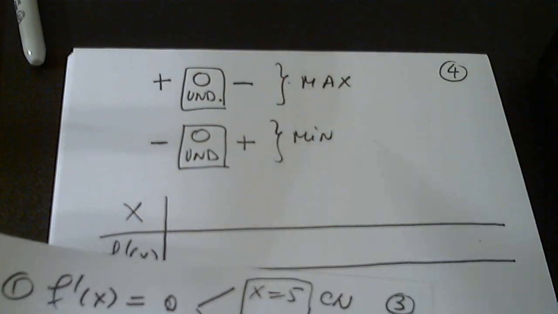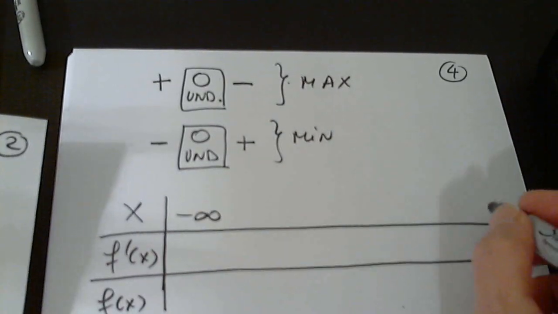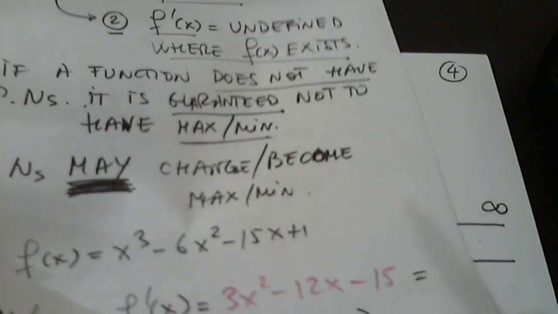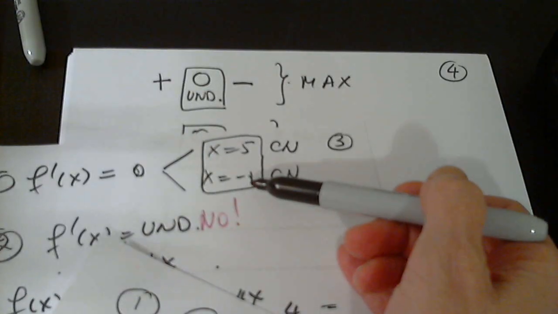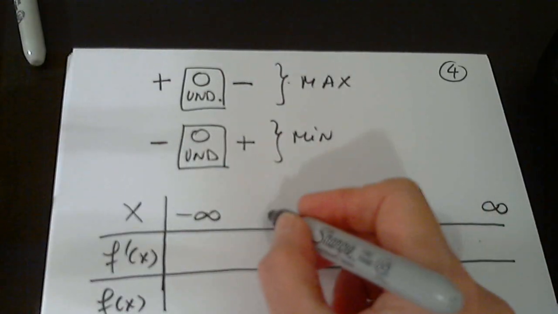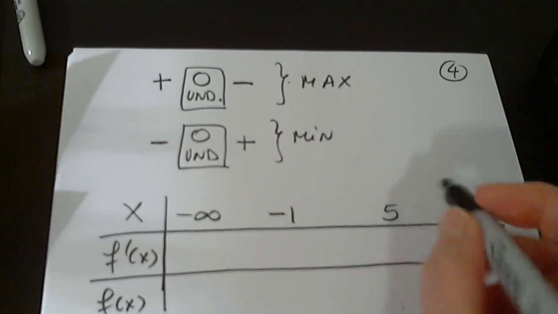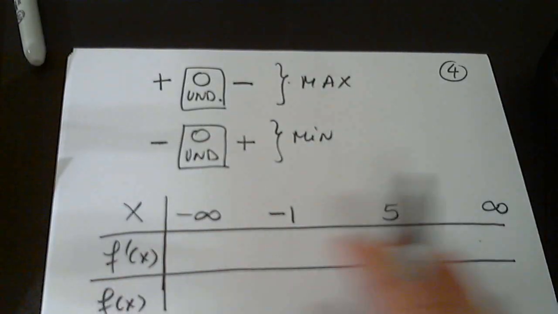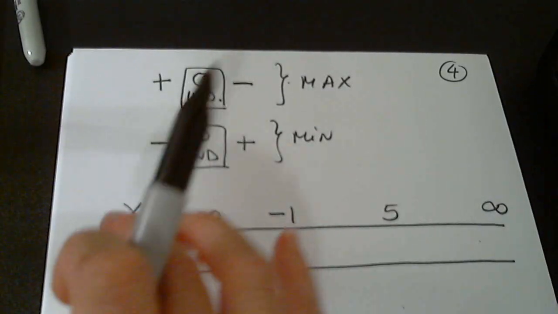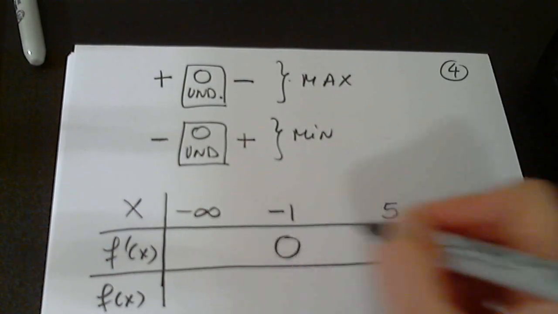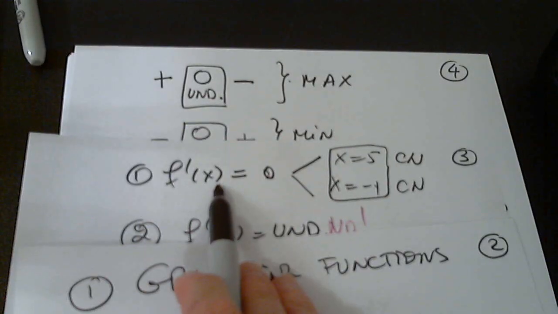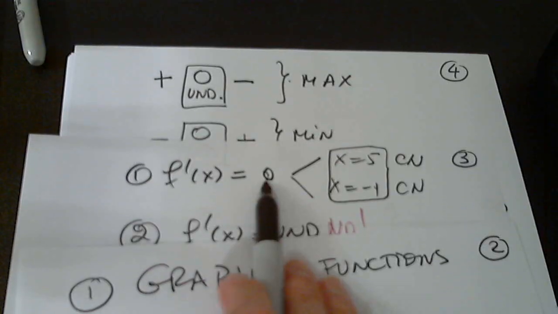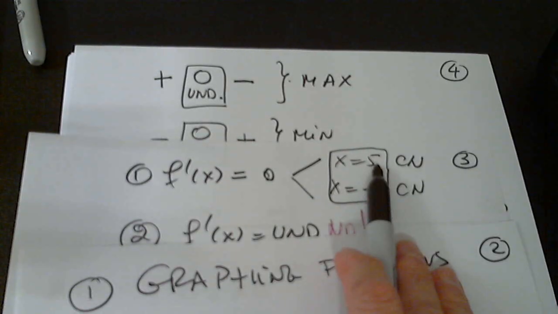The first function was a polynomial function that we picked, x to the third. So it has domain all real numbers, and the critical numbers we obtained were -1 and 5, in the correct order from -infinity to infinity. We know that the first derivative is 0 at those points. The first derivative is 0 at -1 and 5.